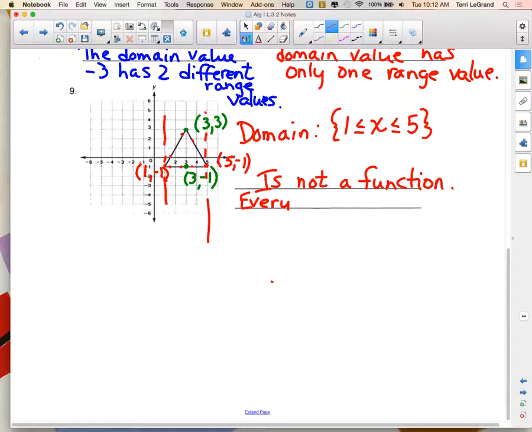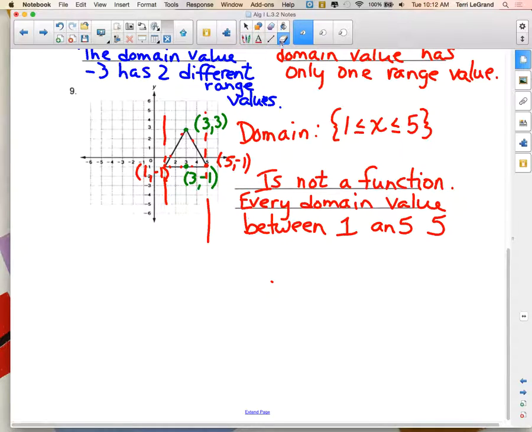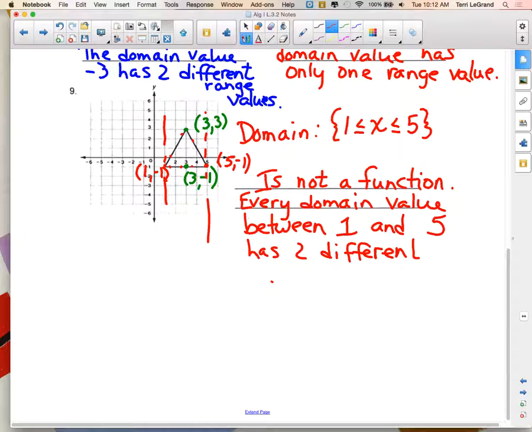Every domain value between 1 and 5, oops, spelled with the 5 at the end instead of a D, 1 and 5, every domain value between 1 and 5 has 2 different range values.